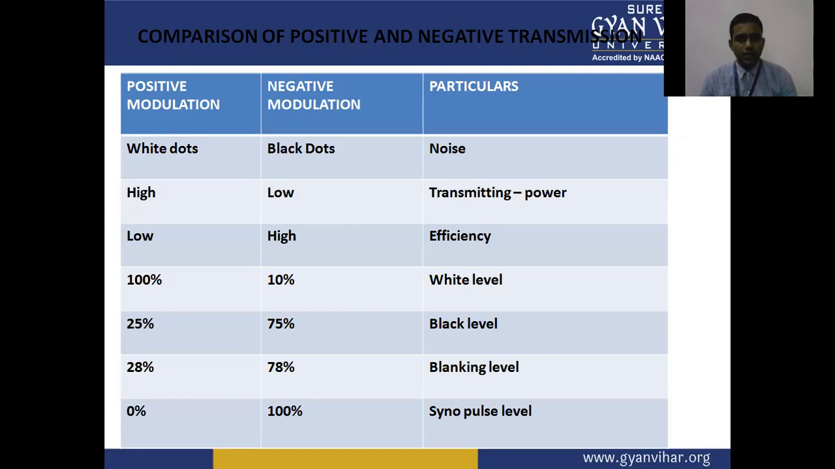In the positive modulation, we have a 100% white level, and in the case of the negative modulation, we have 10% white level. Black level: in the positive modulation, we have 25%, and in the case of the negative modulation, 75% is the black level. Blanking level: in the positive modulation, 28%, and negative modulation, 78%. Sync pulses level is 0% in the positive modulation, and in the case of the negative modulation, 100%.